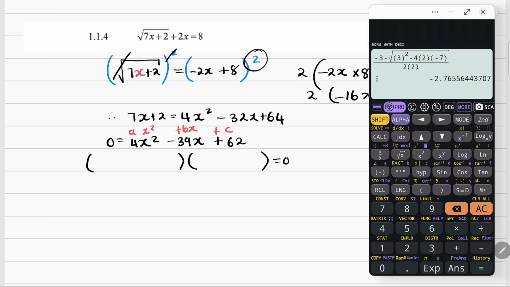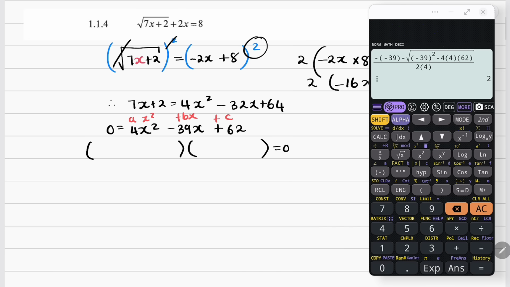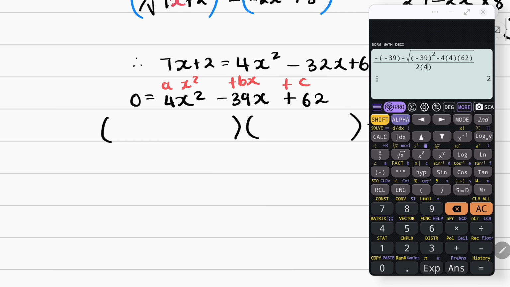So in place of b, I'm going to substitute the negative 39 because that's our b value there. And then b squared, so negative 39 all squared, minus 4, and then a, okay, our a value here is 4, and then our c value is a 62, so 62 all over 2a, but our a is 4. Okay, so here's how this works. What this is going to give you is the solution, okay, the x value that we have here. So x is equal to 2. That's what it's saying. I'll just put it this side, okay?